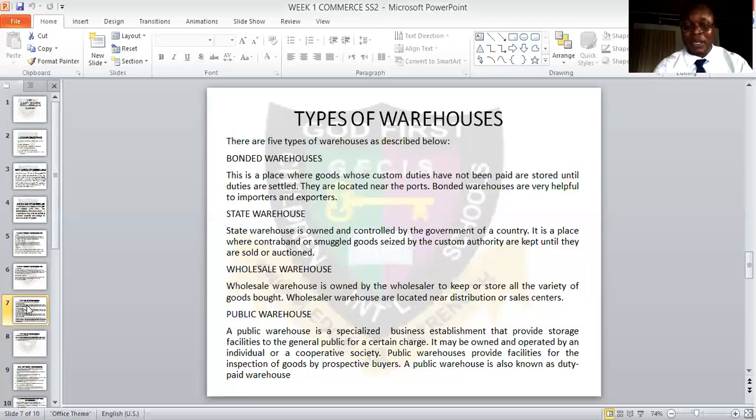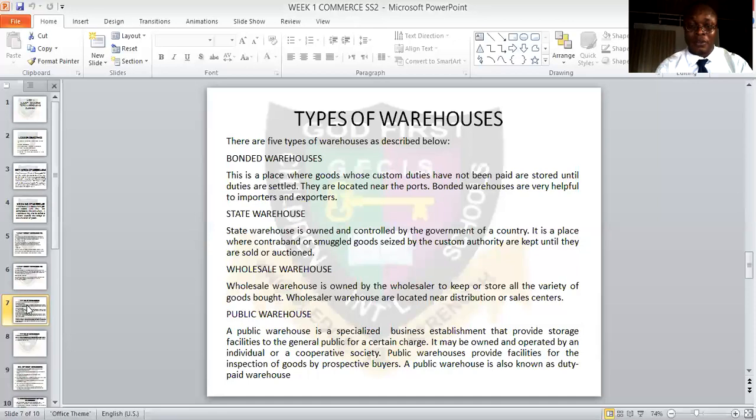State warehouses are owned and controlled by the government of any particular country. It is a place where contraband or smuggled goods seized by the customs authority are kept until they are sold or auctioned. So a place where contraband or smuggled goods are seized, they keep them in these warehouses. Then we also have wholesale warehouse.